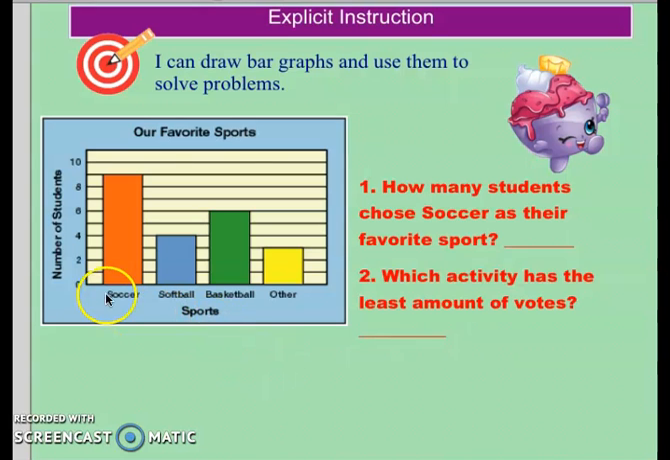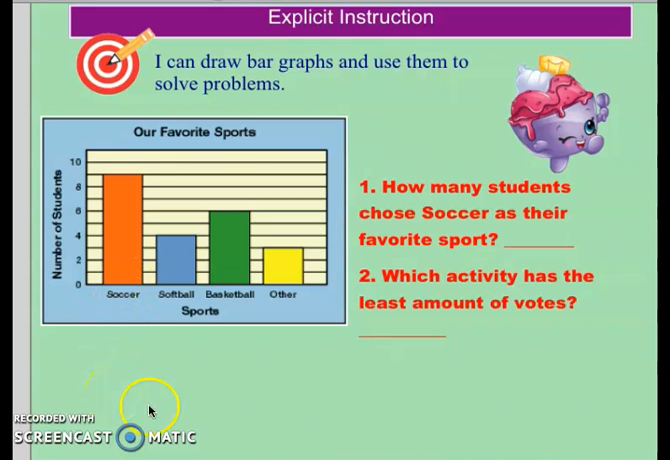Well, you can notice that this bar graph has a different setup in that it skip counts by 2 for each number. Then in the middle, you still have a number. So right here, if I have 0 and 2, I know that the number that goes in between 0 and 2 is 1. So if I look at soccer, I can see that the bar graph is in the middle of 8 and 10. Well, what number goes in the middle of 8 and 10? You guessed it, 9. So 9 students chose soccer as their favorite sport.